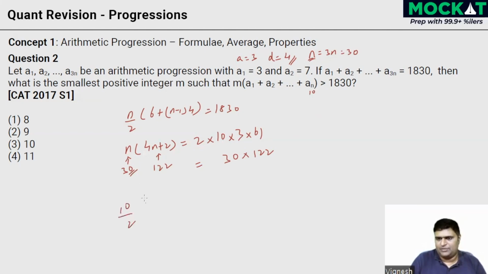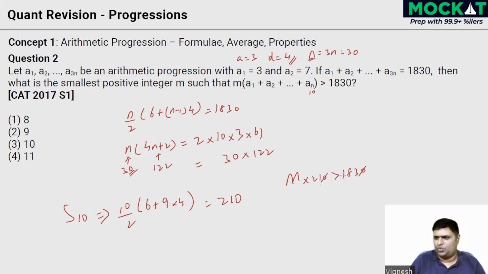First 10 terms is going to be 10 by 2 into 6 plus n minus 1, 9 into 4, right? 9 fours are 36, 36 plus 6 is 42, 420 by 2, which comes to 210. That's the sum of the first 10 terms over here, 210. This 210 into m should be greater than 1830.